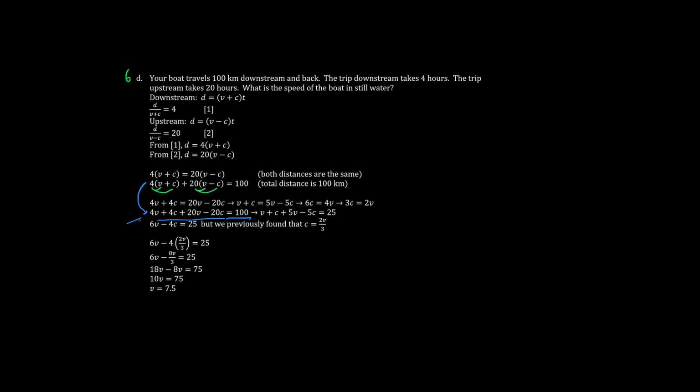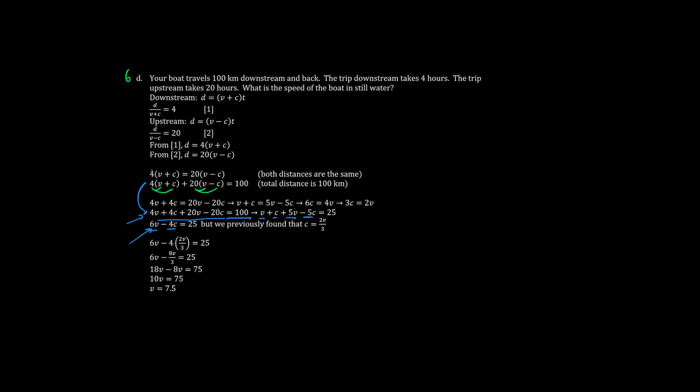Now for this line we divide by 4, so 4v becomes v, 4c becomes c, 20v becomes 5v, minus 20c becomes minus 5c, and 100 becomes 25. And v plus 5v is 6v, and c minus 5c is negative 4c. Now we need to relate v's with c's to solve for v and c.